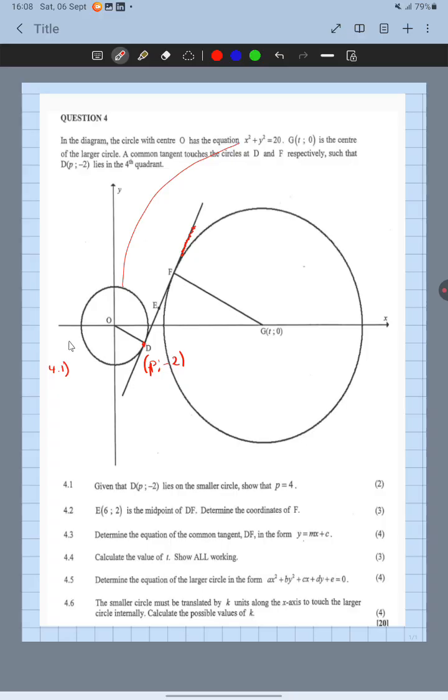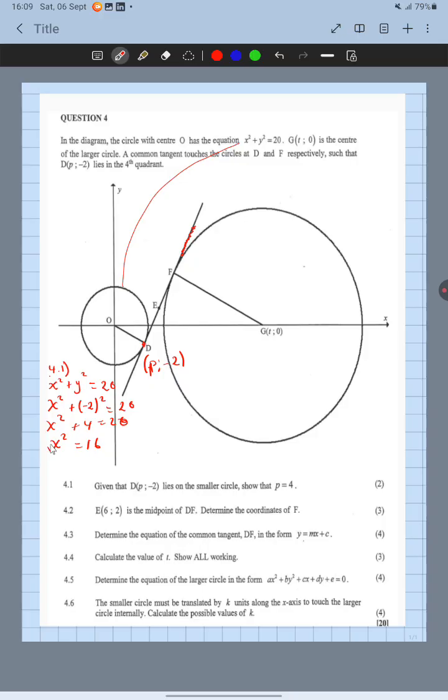Yes, so we can use the equation. The equation of this circle is x squared plus y squared is equal to 20. So we can substitute the value that we have for y, right? So x squared plus (-2) squared is equal to 20, which makes x squared plus 4 equal to 20, and then we can check the other side. So x squared becomes 16.